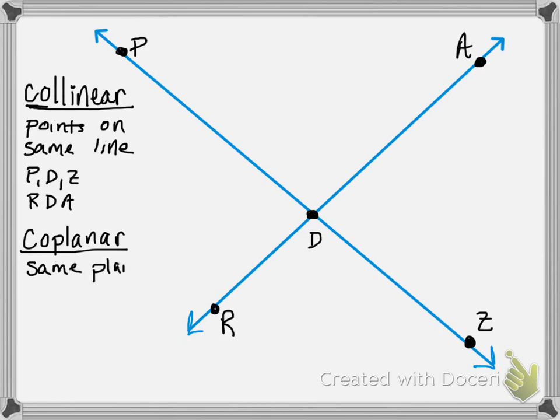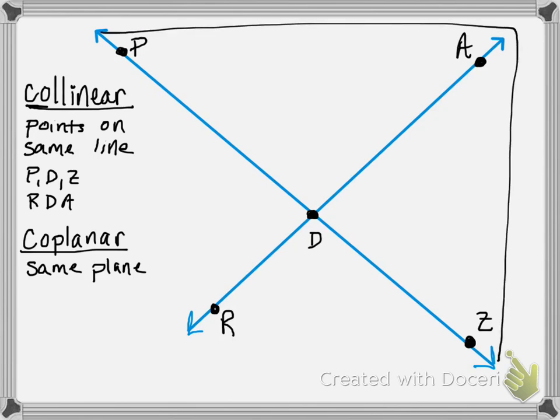If you remember what a plane is, it's just like a flat surface. We talked about a pencil going up through a piece of paper being like a line coming up through a flat plane. So all of these points are in the same flat surface, so all of these points are going to be in the same plane. So are points D, A, and Z coplanar? Yes. There's nothing in here that would suggest that they're not coplanar.